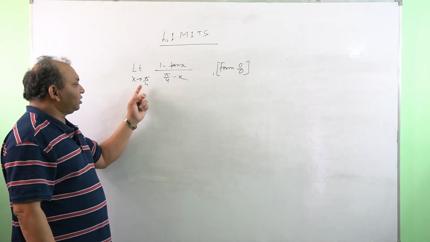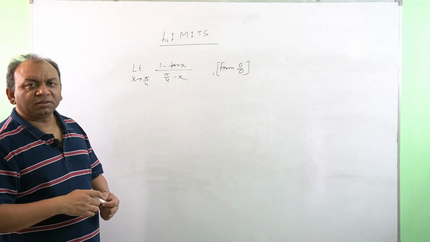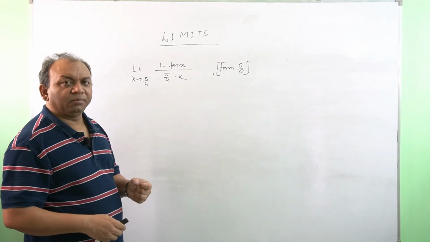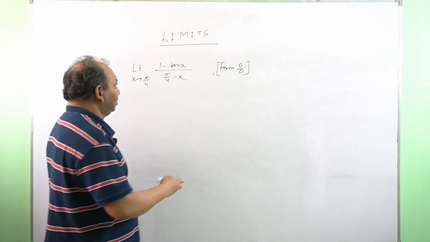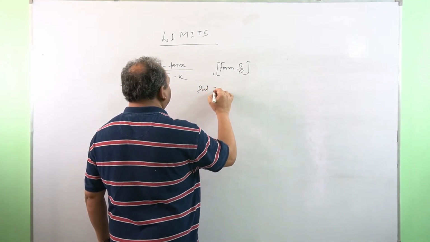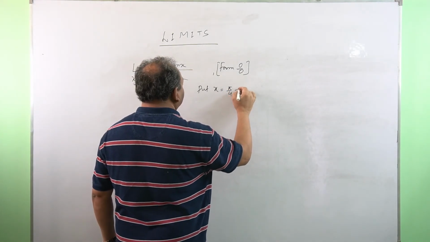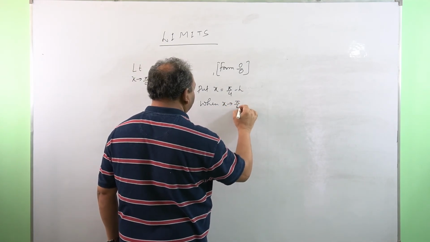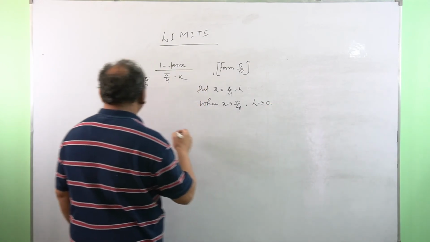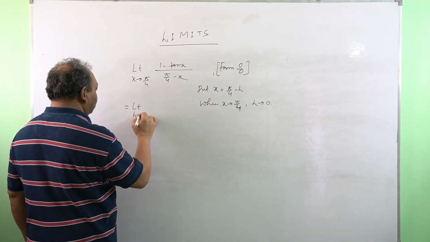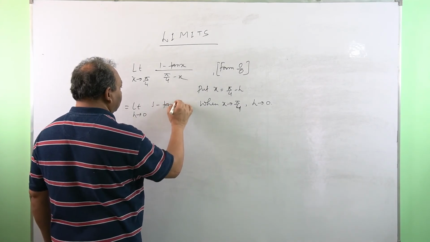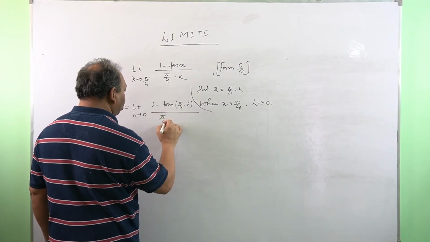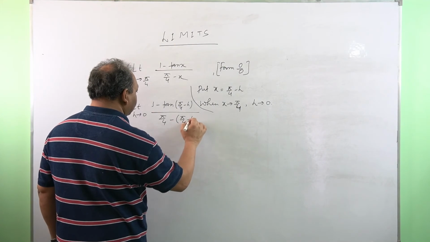Here limit x tends to pi by 4. It means x is either less than pi by 4 or greater than pi by 4. So we can put x equal to pi by 4 plus h or pi by 4 minus h. So put x equal to pi by 4 minus h. When x approaches pi by 4, h approaches 0. So limit h tends to 0, (1 minus tan (pi by 4 minus h)) divided by (pi by 4 minus (pi by 4 minus h)).